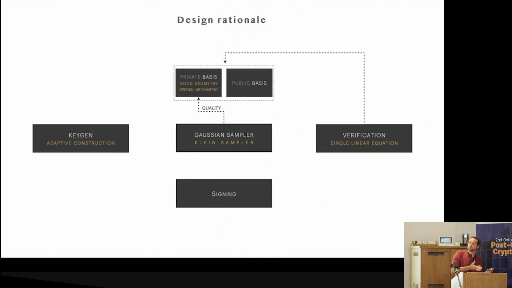Then you need to adapt your keygen in order to have both good geometry and this special arithmetic property. Okay, so that's pretty cool. And all in all, you need to yield this public basis, which is made of bad vectors. And somehow a way to do that is to send the so-called Hermite form, which is a generic form over integer lattices, which consists of very long vectors. Okay. So this is basically the very simple design rationale of the scheme.